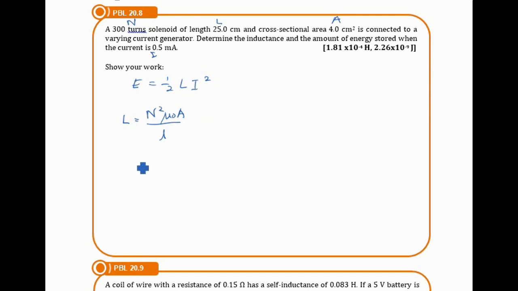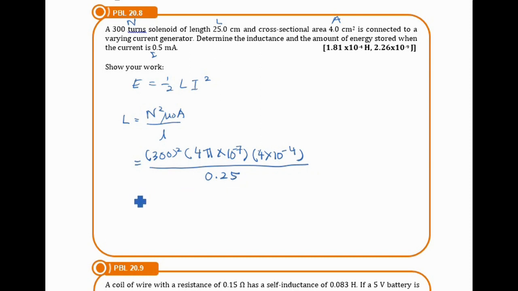So we substitute N, which is given as 300 turns squared. Mu naught is a constant, 4 pi times 10 negative 7. Area 4 cm squared equals 4 times 10 to the negative 4. Divide by length 0.25. So we get 1.81 times 10 negative 4 Henry. Oh, so it asks to calculate both, the inductance and the energy.